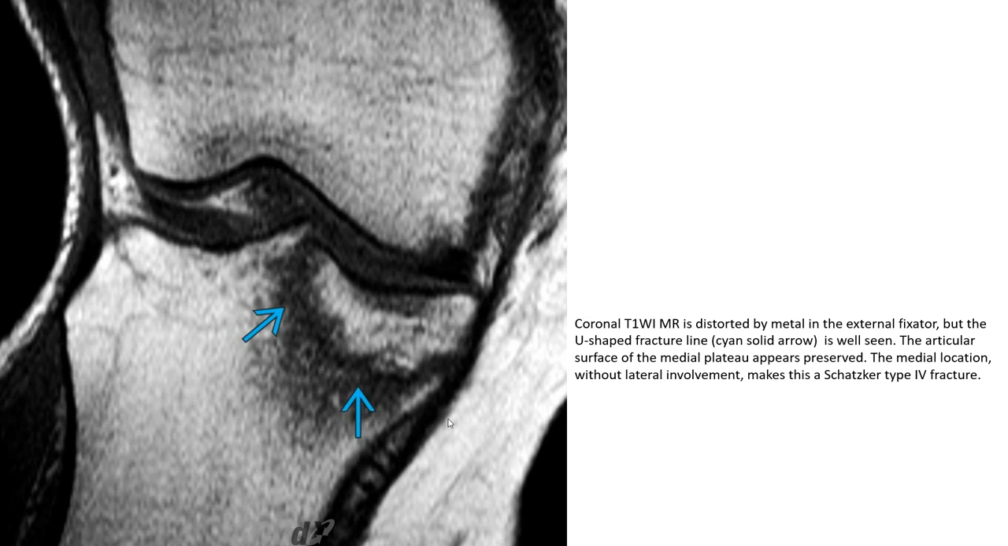MRI shows a fracture with artifact from metal in the external fixator, but the U-shaped fracture line is well seen. The articular surface of the medial plateau appears preserved. The medial location without lateral involvement makes this a Schatzker type 4 fracture.